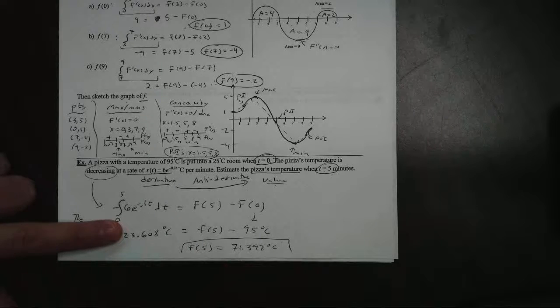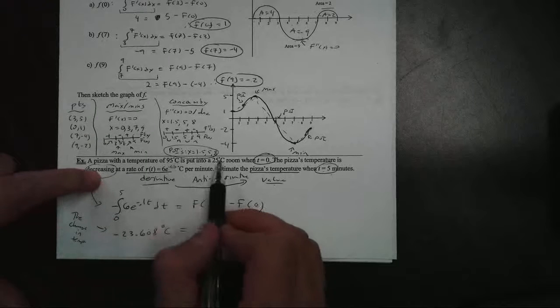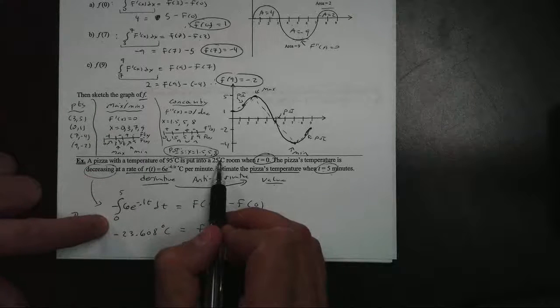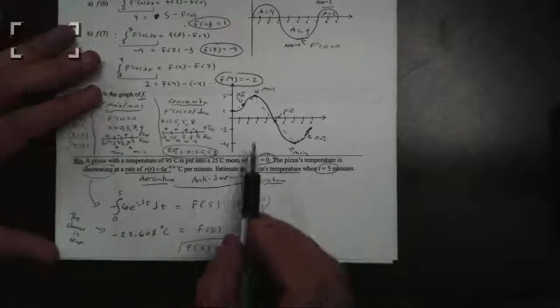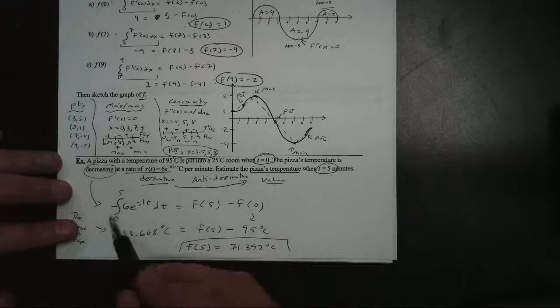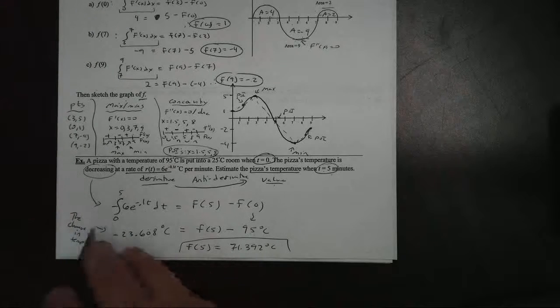Okay, now if you forget the negative, here's what's going to happen. You're going to add that, and you can get like 110 degrees. Now, if you take a pizza out at 95 degrees and put it into your room and it increases to 110 degrees, you might want to get out of that room. It's a little warm for you. So be very careful. Make sure it makes sense. If your answer doesn't make sense, go back to the drawing board. Most of the time you forgot your negative.